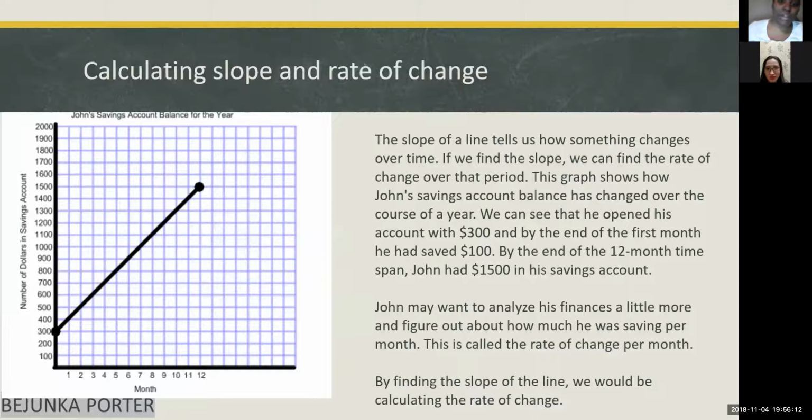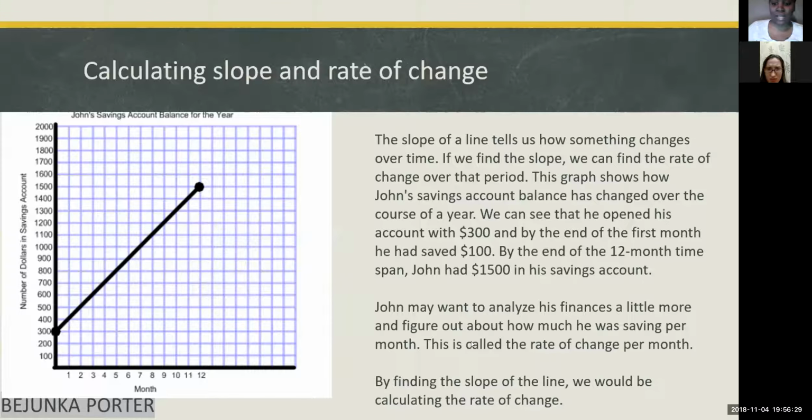This graph shows how John's saving account balance has changed over the course of a year. We can see that he opened his account with 300 way down here, and by the end of the first month, he saved 100. By the end of month 12, John had $1,500 in his savings account.